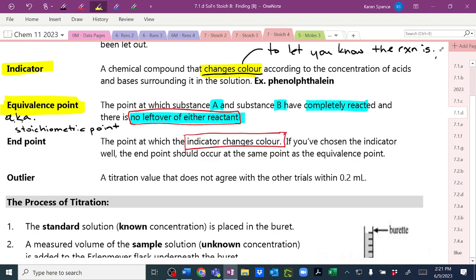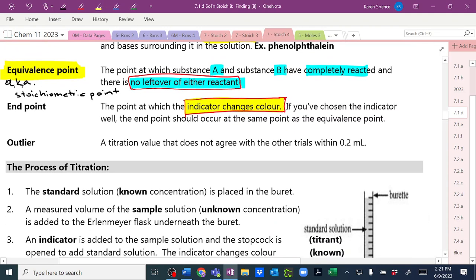Sometimes, if you choose a bad indicator, it might change color way before all the reaction is complete, right? Or it may change way after the reaction is complete and you've added way more of it. But that's a grade 12 problem. That's not a grade 11 problem, okay?